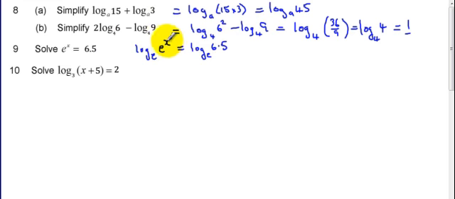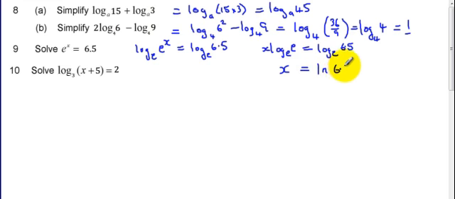Using the third law of logs, this x can be put before the log. So this gives us that x times log to the base e of e is equal to log to the base e of 6.5. The log to the base e of e is 1, so this just leaves us with x, so it's x times 1 is x is equal to log to the base e of 6.5. Log to the base e in the calculator is called ln, so we just press ln of 6.5, which gives us 1.872 to 3 decimal places.